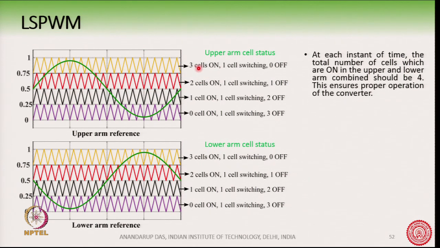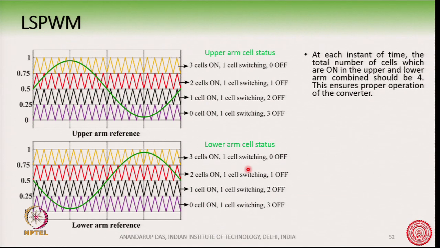You can see here, for example, in this portion of the waveform, say from this to this time instant, the upper arm reference is here and the lower arm reference is here. For the upper arm 0 cells are on, 1 cell is doing the switching and 3 are off, whereas for the lower arm 3 cells are on, 1 cell is doing the switching and 0 are off. So, the total is 3 cells on and 1 cell switching, and the two switching cells should be complementary in action.